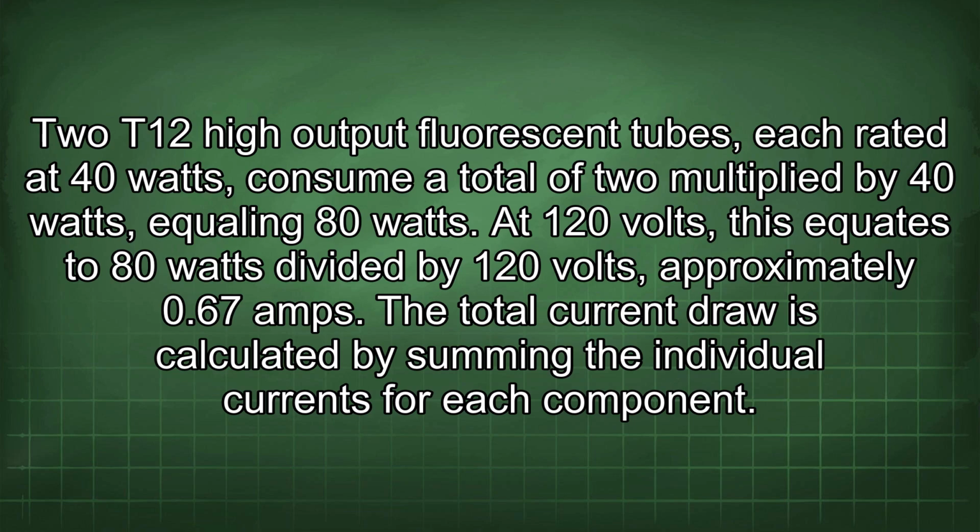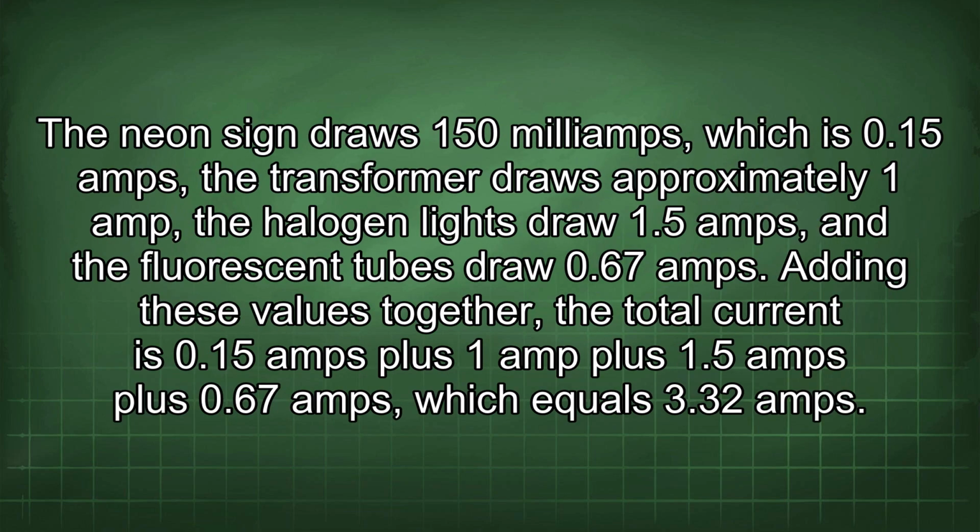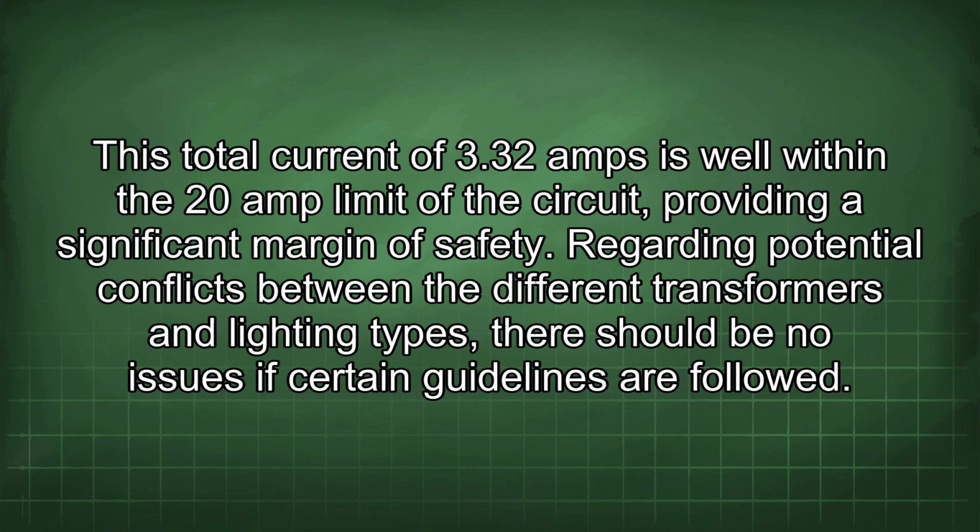The total current draw is calculated by summing the individual currents for each component. The neon sign draws 150 mA, which is 0.15 amps. The transformer draws approximately 1 amp, the halogen lights draw 1.5 amps, and the fluorescent tubes draw 0.67 amps. Adding these values together, the total current is 0.15 amps plus 1 amp plus 1.5 amps plus 0.67 amps, which equals 3.32 amps. This total current of 3.32 amps is well within the 20 amp limit of the circuit, providing a significant margin of safety.